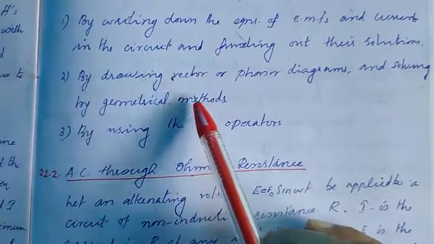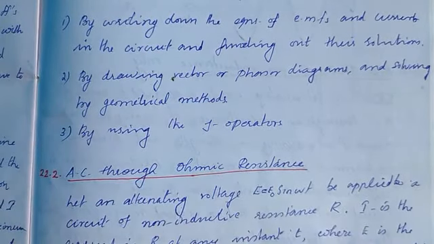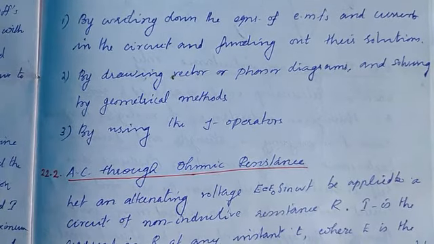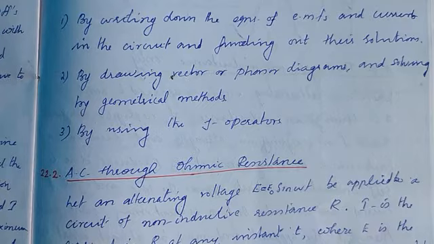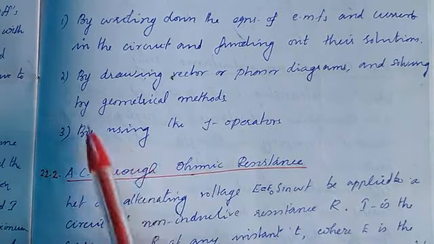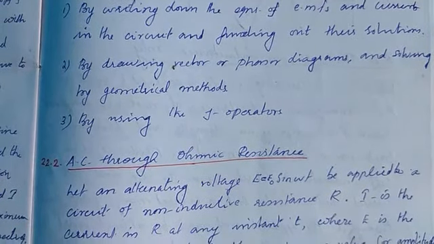This is the first method, and another method is the vector or phase diagram. You will draw the variation of potential and current in the same graph, which represents the phase diagram, so that we can find the variation between these two values. And the method of J operators we have already discussed in our previous class.